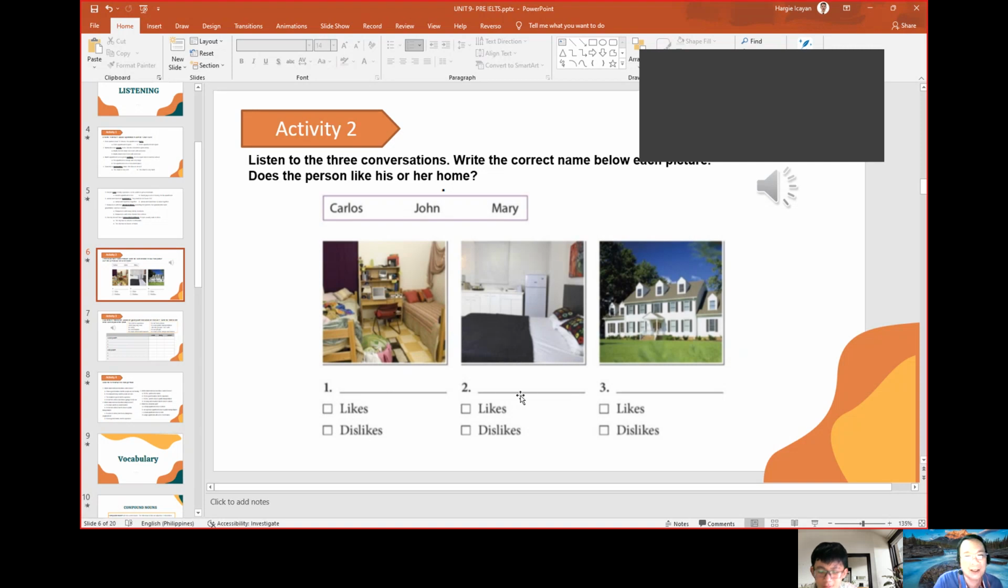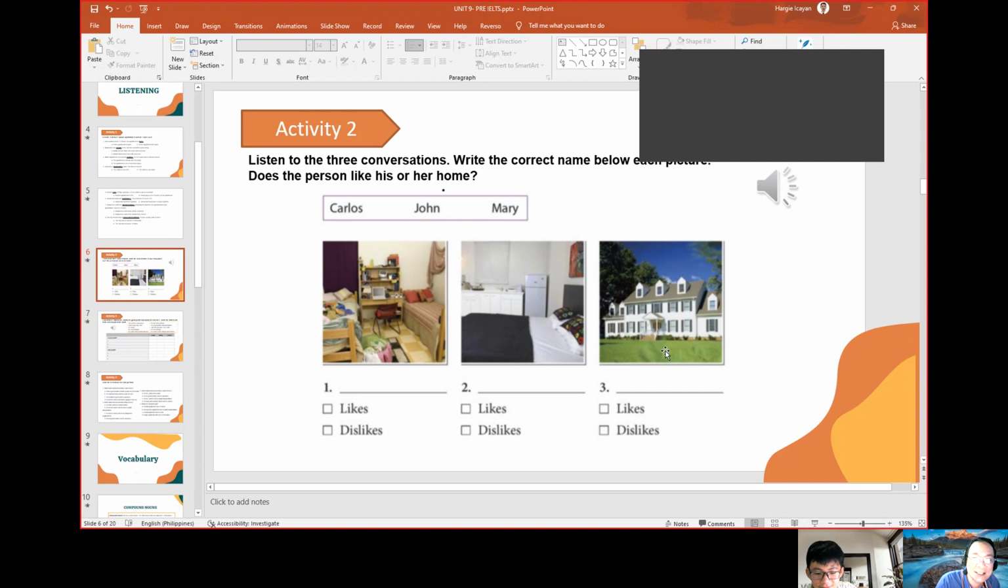Okay, the second picture, it's Mary. This one is a studio type apartment, wherein it's quite small, but it's expensive. So what do you think would be the likes with this particular studio type? He thinks the room is comfortable. Comfortable. What about dislikes? It's expensive. Very expensive. Okay. And then the last, of course, it's very obvious that this one is Carlos.